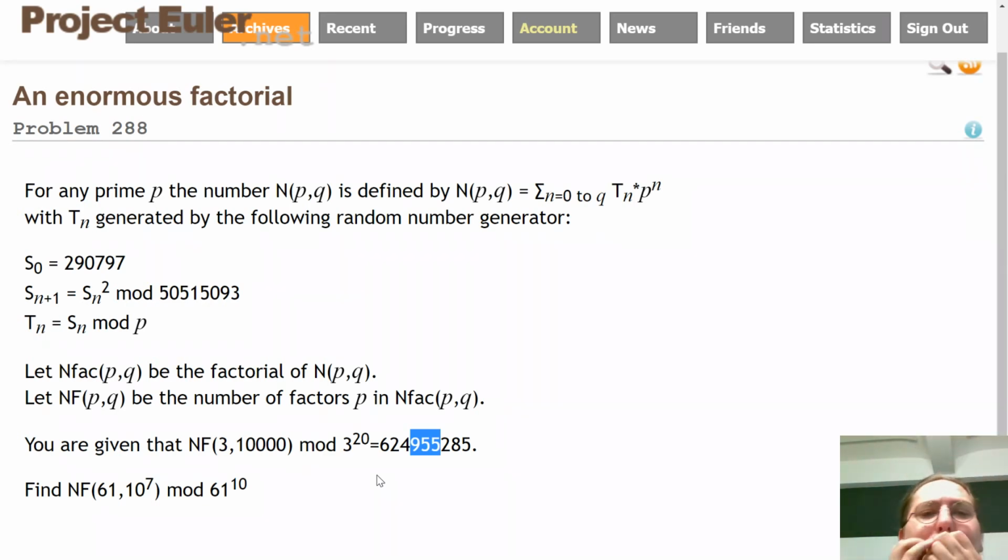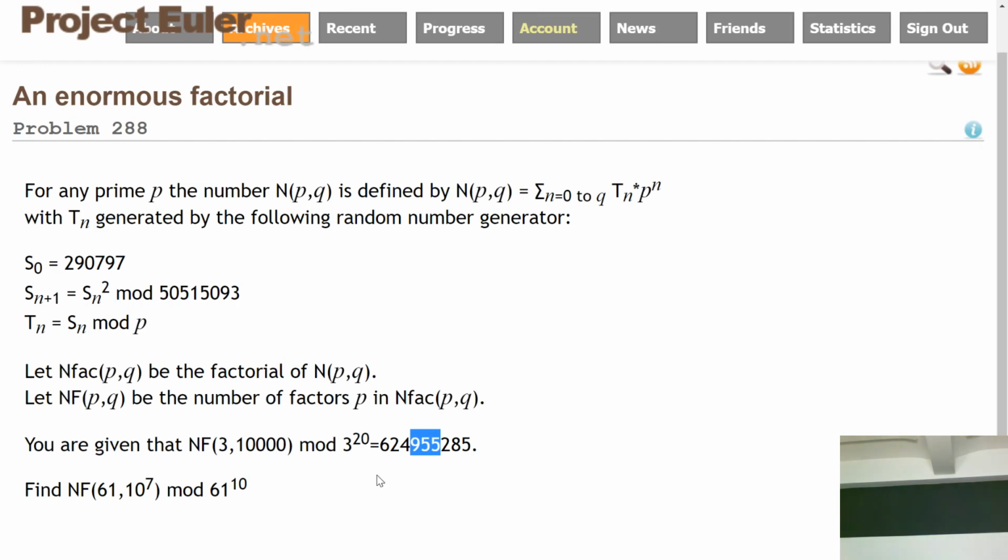Mod 61 to the 10th. Oh, so if we computed this, and do it to the power of factorial, I think I understand up to there. I have a better idea. Wait, let him finish. If this was the question until here, find this.